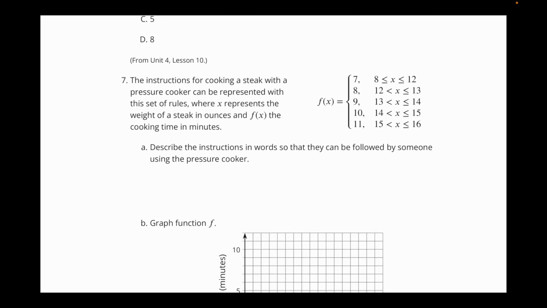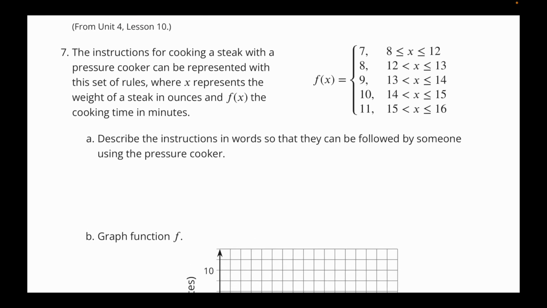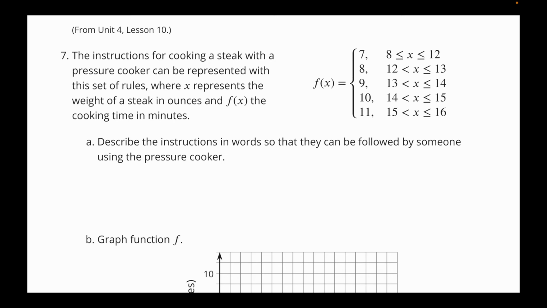Okay, so that brings us to question 7. The instructions for cooking a steak with a pressure cooker can be represented with this set of rules where x represents the weight of the steak in ounces, and f of x, or the function value at x, is the cooking time in minutes. So describe the instructions in words so they can be followed by someone using the pressure cooker.